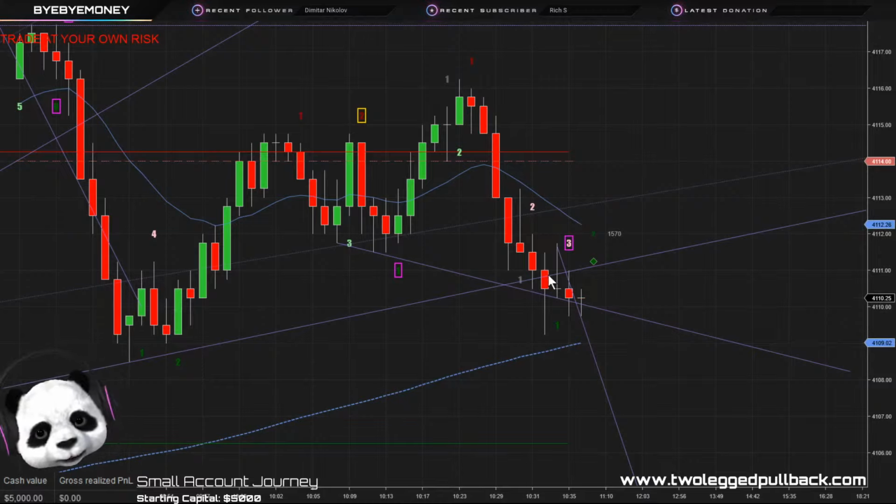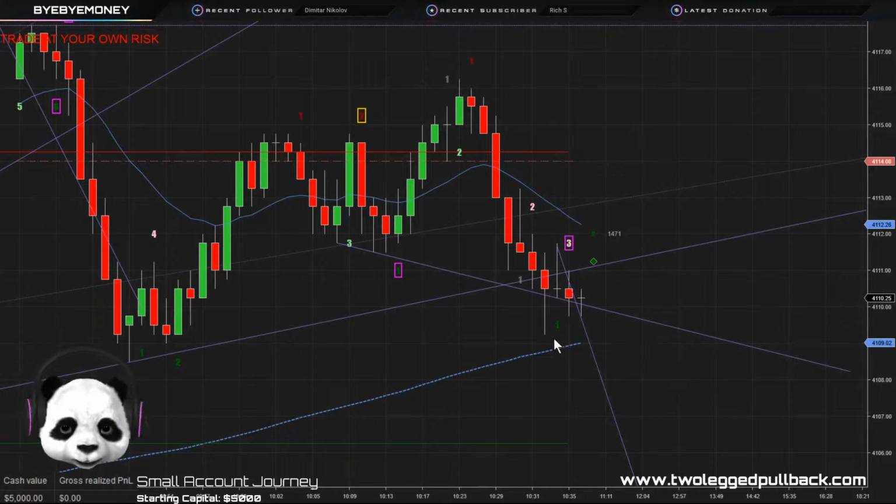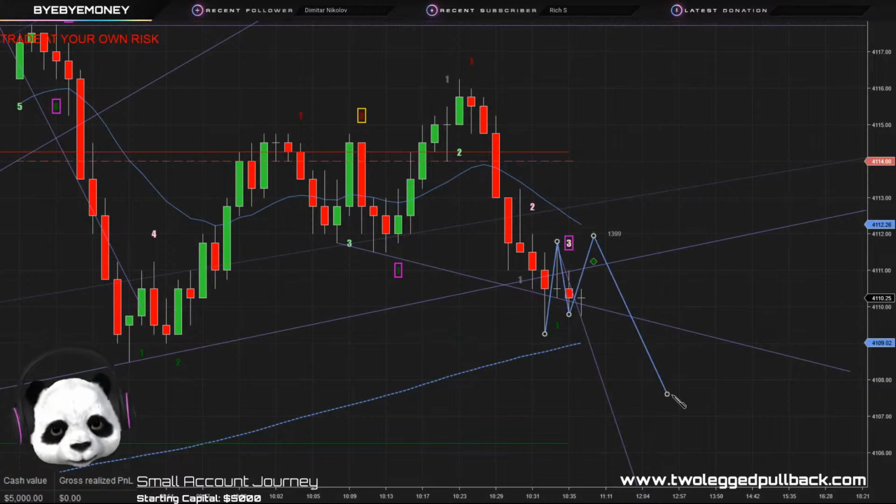We got 2 dojis in a row. No, I cannot go long here. I'll be more interested in going short here. I didn't think this could happen, but you have a two-legged pullback like this. It's a lot of price action in a very small period of time.